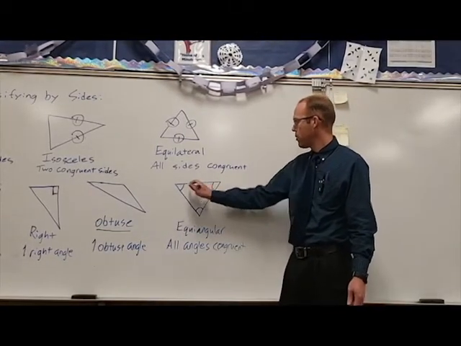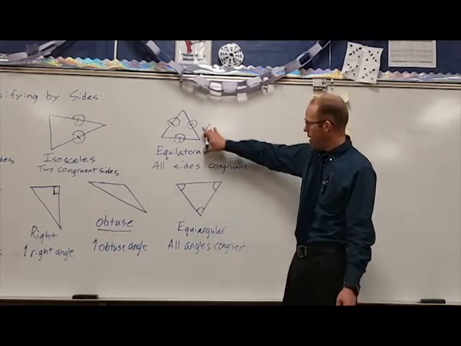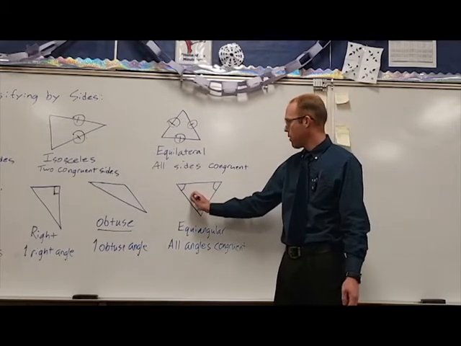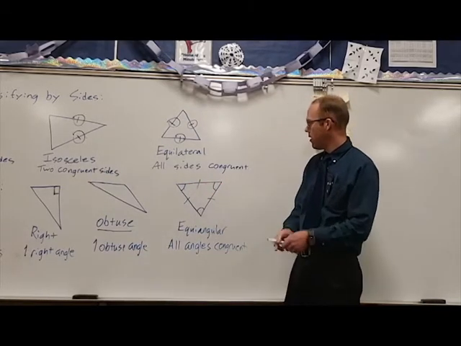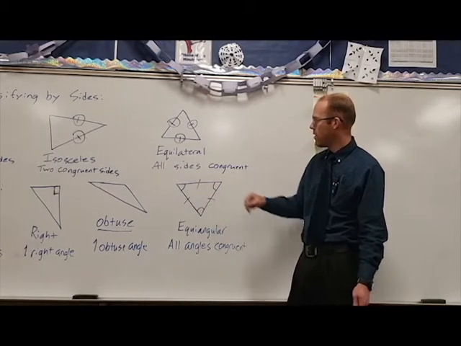We've got 1, 2, 3 angles here, and they all have the same measure. Equiangular and equilateral are actually interchangeable. If all three angles are the same measure, then all three sides will also be the same length. Or if all three sides are the same length, all three angles will be the same measure.